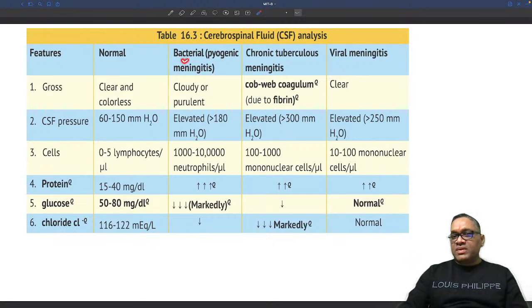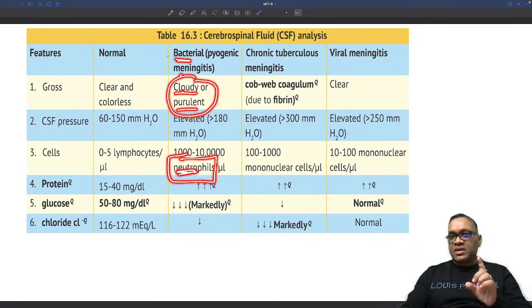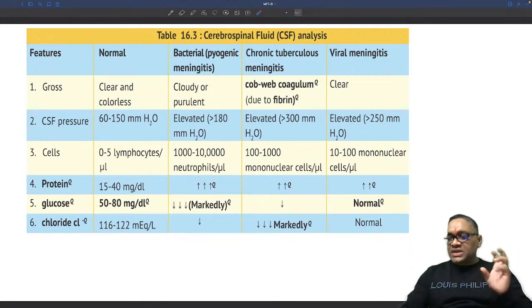Now let us compare bacterial, TB and viral meningitis. When you see the gross fluid, bacterial meningitis will be cloudy or purulent, yellowish in color, because it is exudate-like, because it contains neutrophils which form the pus. Pus is yellow in color or cloudy in appearance. So that is why it is cloudy or purulent. Bacterial meningitis will have neutrophilia, and neutrophils will form the pus. So CSF will look like pus. They are not pus, but they will be like pus.